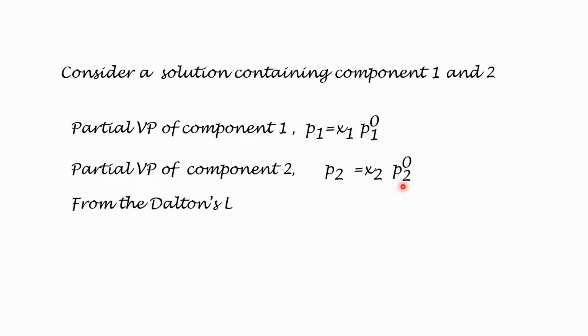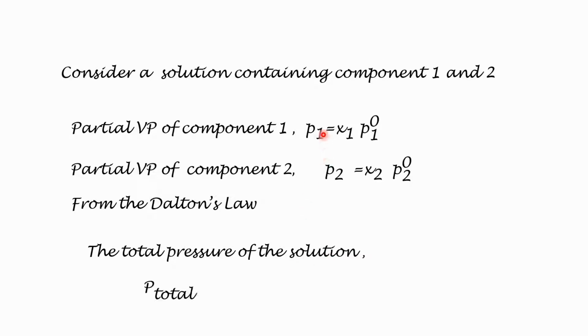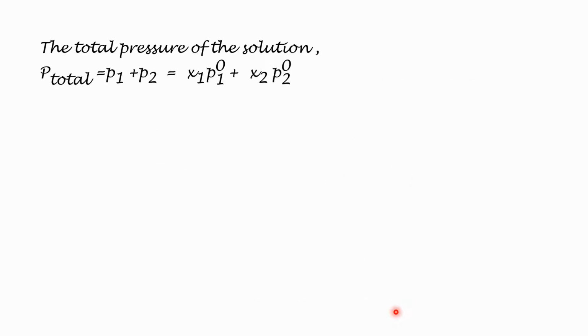Dalton's law says that the total pressure will be the sum of the partial pressures. So the total pressure of the solution, P total, will be equal to P1 plus P2, or this will be equal to X1 P01 plus X2 P02. Then this equation, P total equal to X1 P01 plus X2 P02, can be written in different ways.